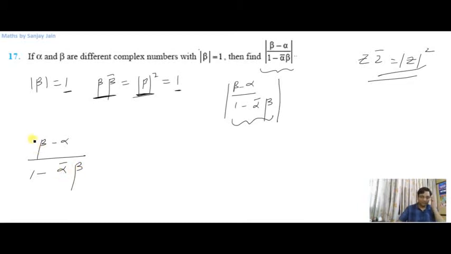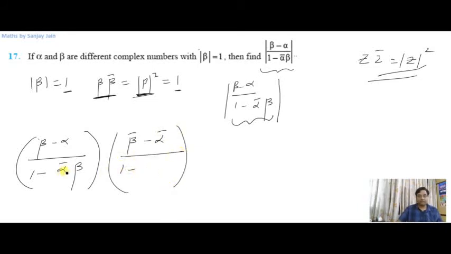Okay, if I multiply this with its conjugate, what will be its conjugate? Beta bar minus alpha bar divided by 1 minus alpha bar, conjugate of conjugate is alpha, right? Then beta bar. And if I multiply these, I will get mod of this squared, right? Whatever I will get on the right hand side will be square of what I require. Okay, so let us check what do we have here.